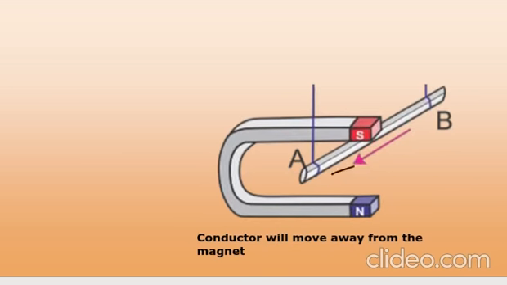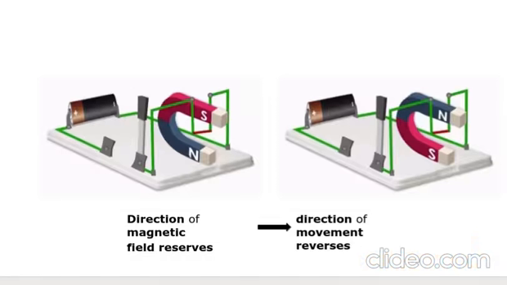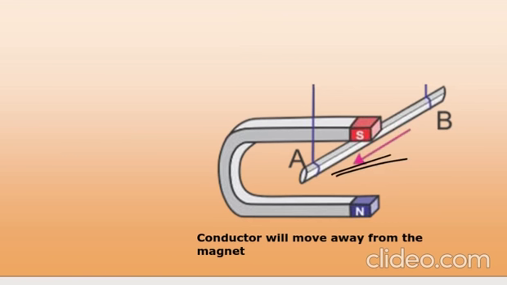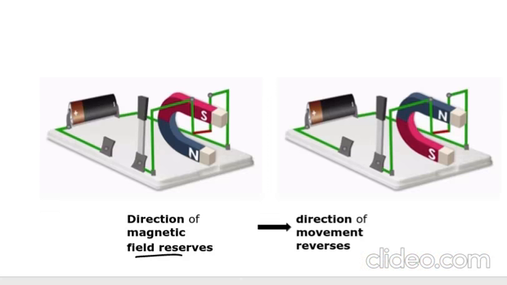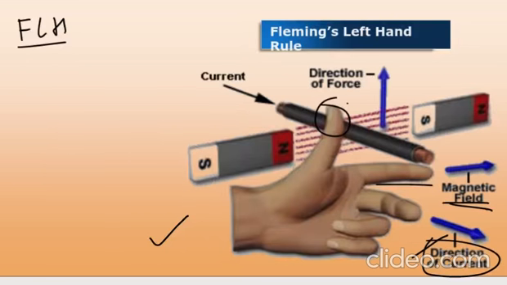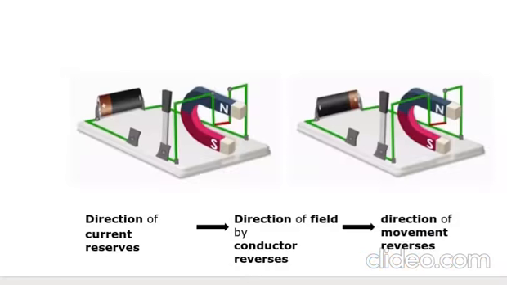The conductor will try to go away from it. When the direction of the magnetic field is reversed, say here it is south above and north below, and I make it north above and south below, the direction of movement is also reversed. Similarly, if the direction of current reverses, the movement will also be reversed. So in total, everything gets reversed.